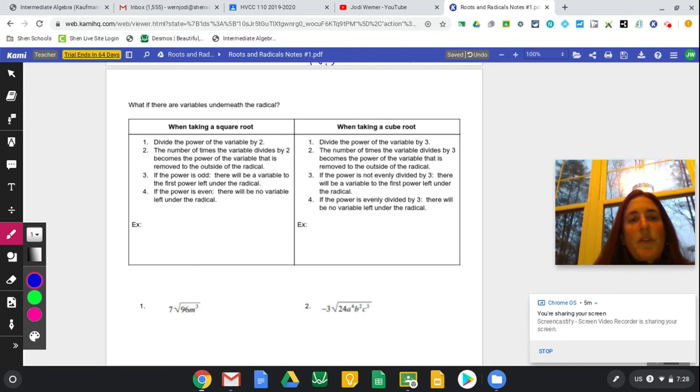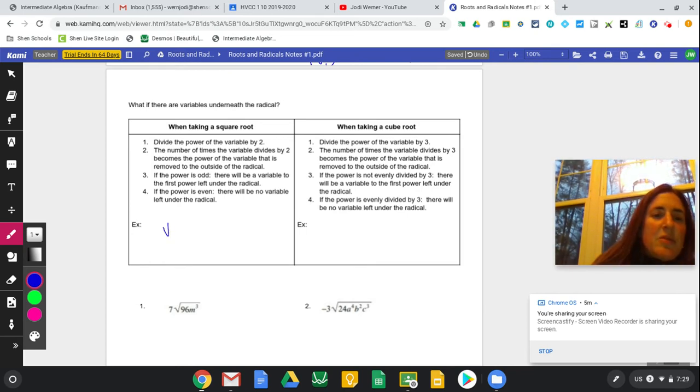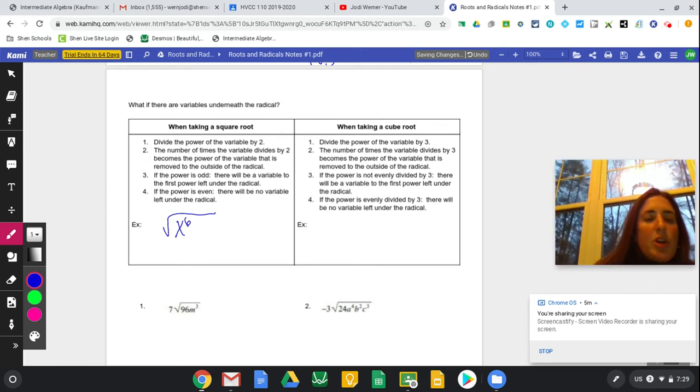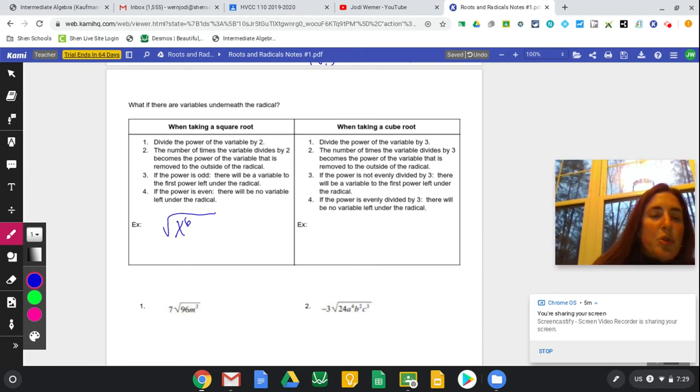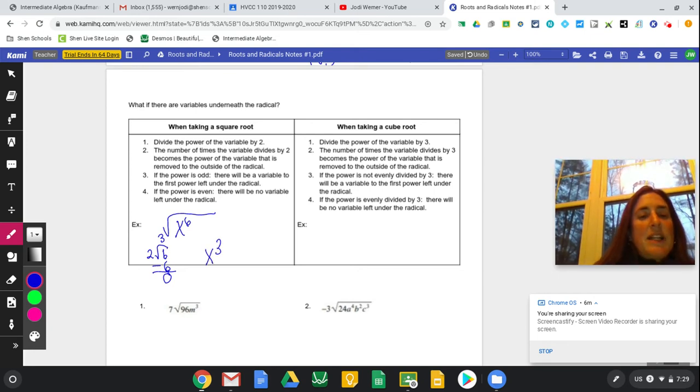Okay, now, what if there are some variables underneath there? That's not that bad at all. Like say it was the square root of x to the 6. All you're going to do is take the 2, which comes from the square root, and divide it into the 6. How many times does it divide in there? 3, kind of like we're doing long division back in 4th grade. And it has a remainder of 0. It divided in evenly. So the square root of x to the 6 is just really x to the 3rd. It's how many times does 2 divide into 6?